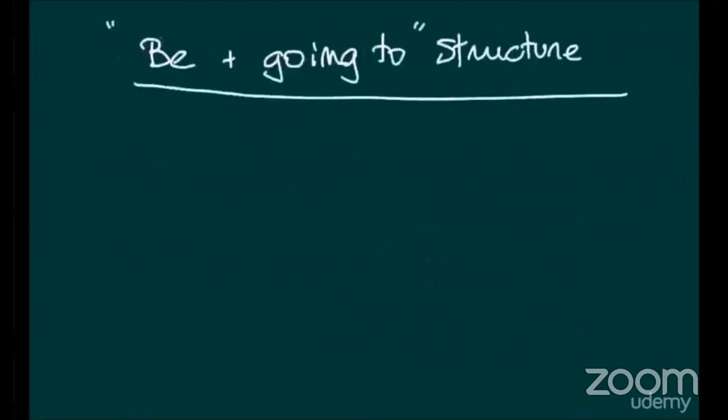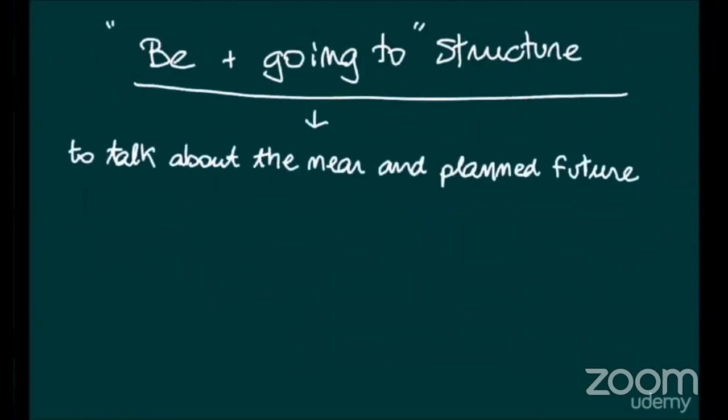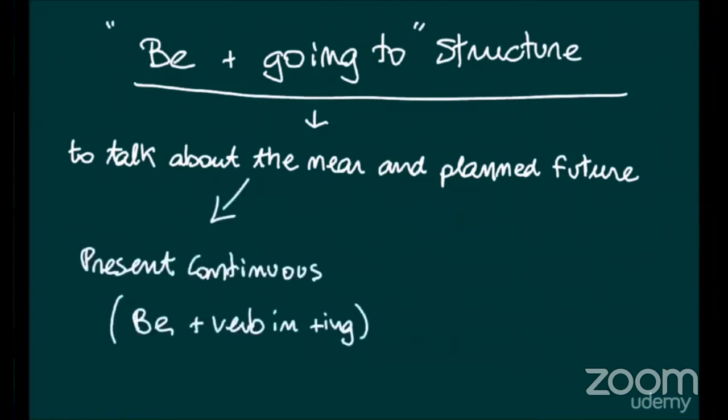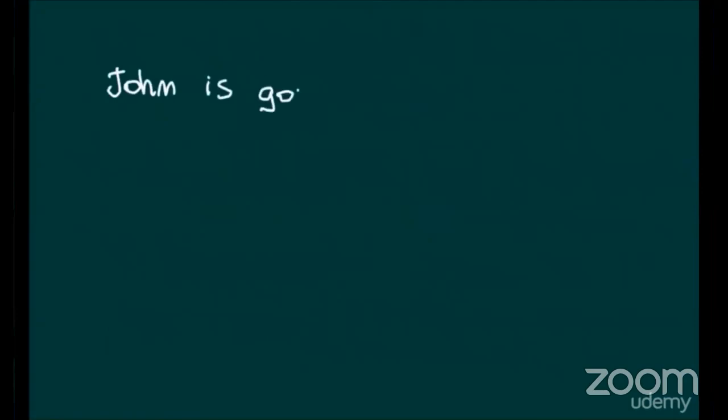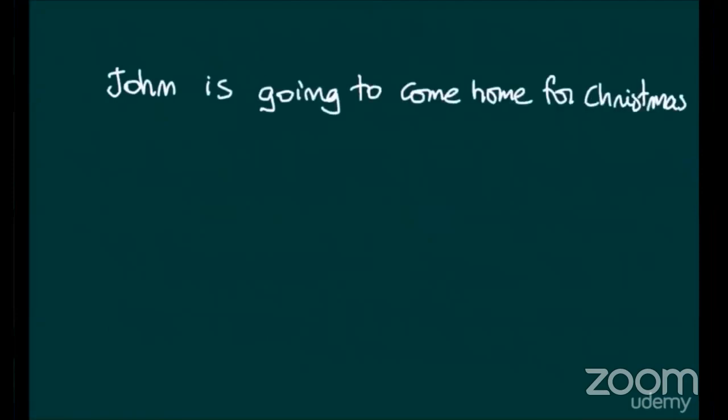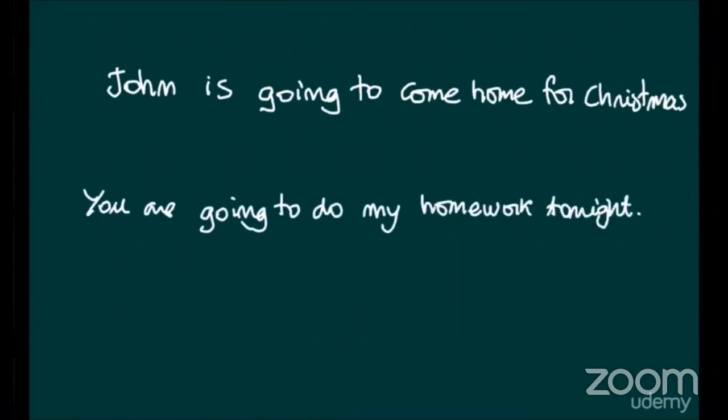Now let's see the going to structure. We use going to talk about the near and planned future, the same as the present continuous. There are two ways to say an action to do in the near and planned future. The structure is to be plus going to plus verb. Let's look at examples. John is going to come home for Christmas. You are going to do homework tonight.